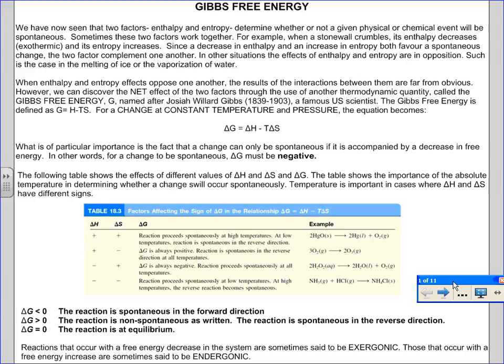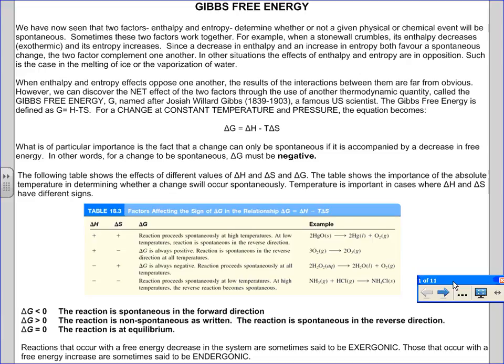Now, we've discussed the fact that when a reaction is exothermic, it tends to be spontaneous. And when a system has an increase in entropy, that's also going to be favorable and lead to a spontaneous reaction. Now, these two factors can work together, like in a situation where a reaction is exothermic and the entropy is increasing, or they can work against each other, like in an example where the enthalpy is positive or the reaction is endothermic and the entropy is increasing.